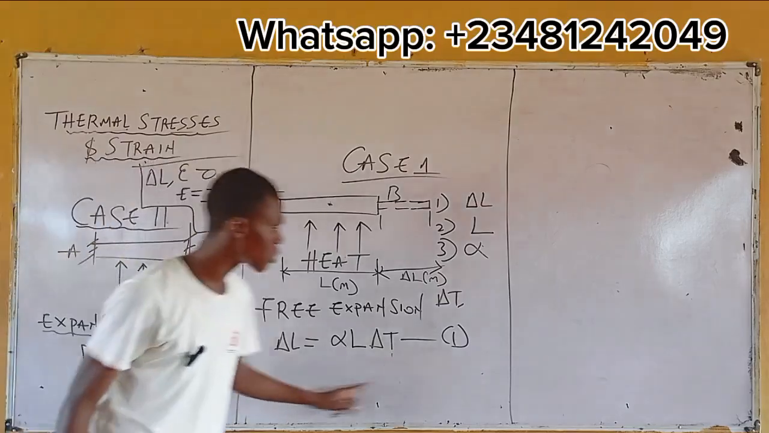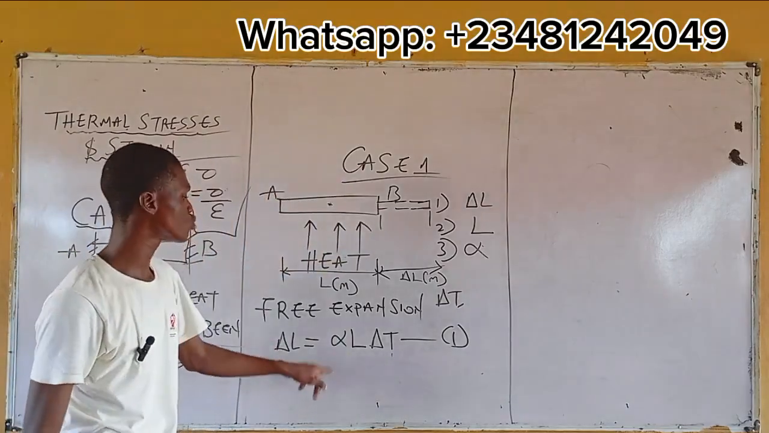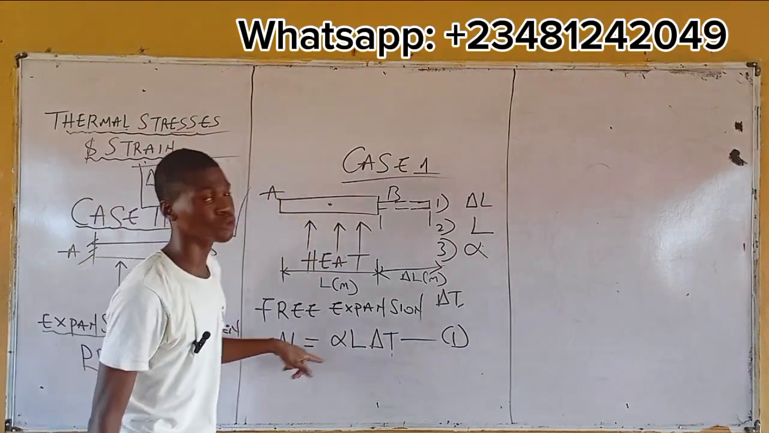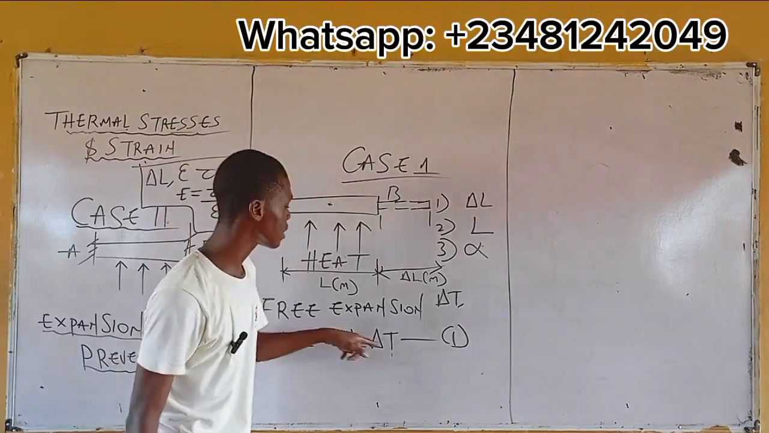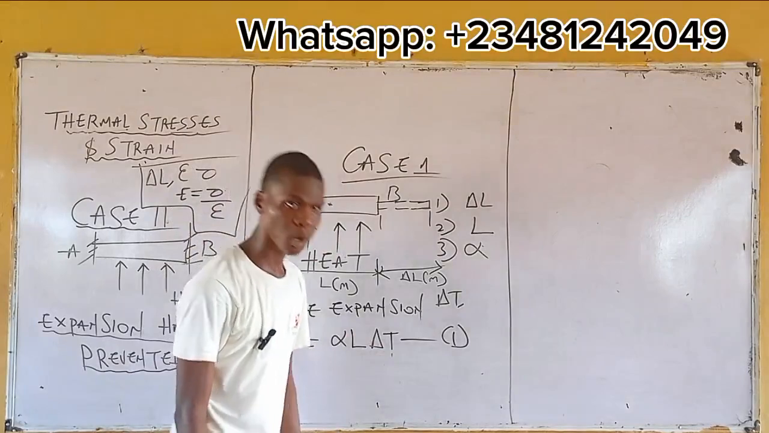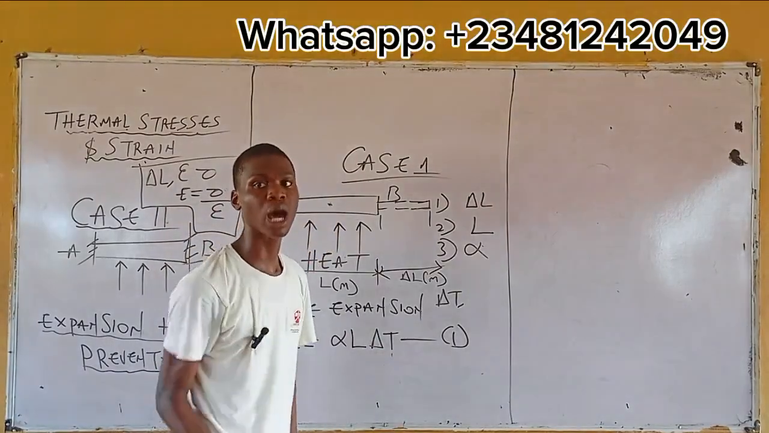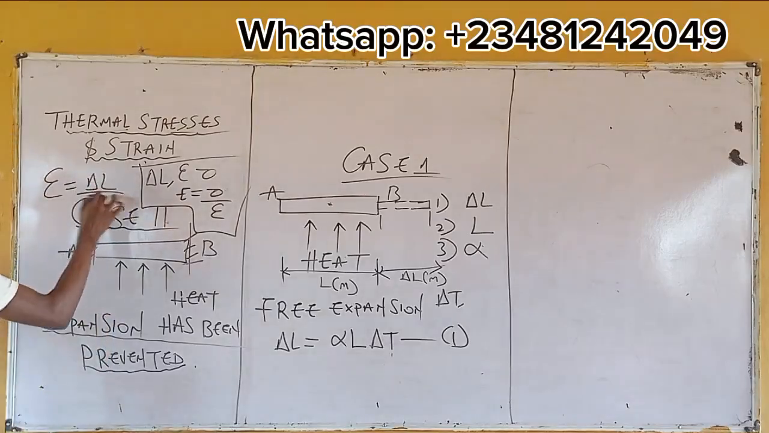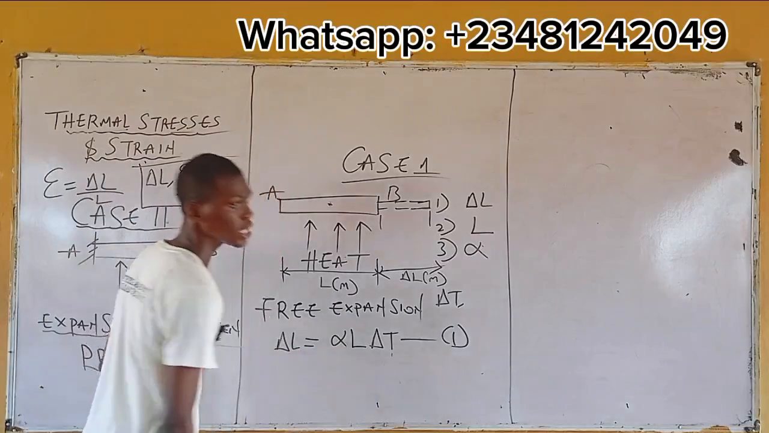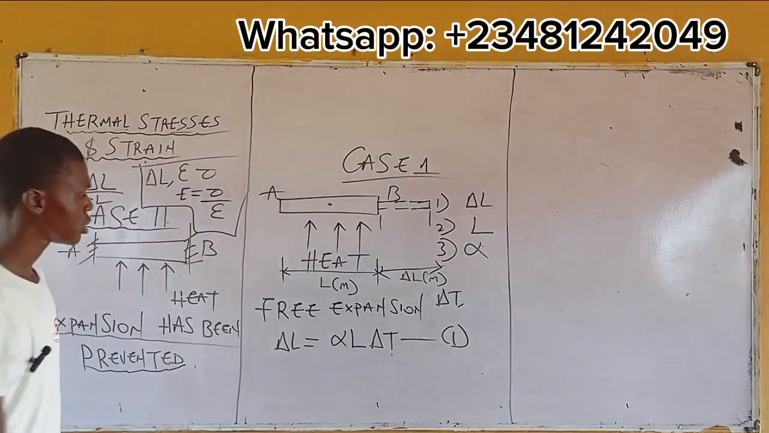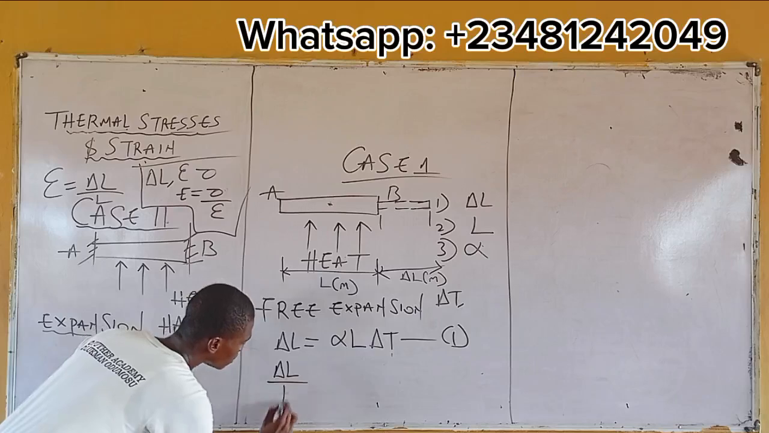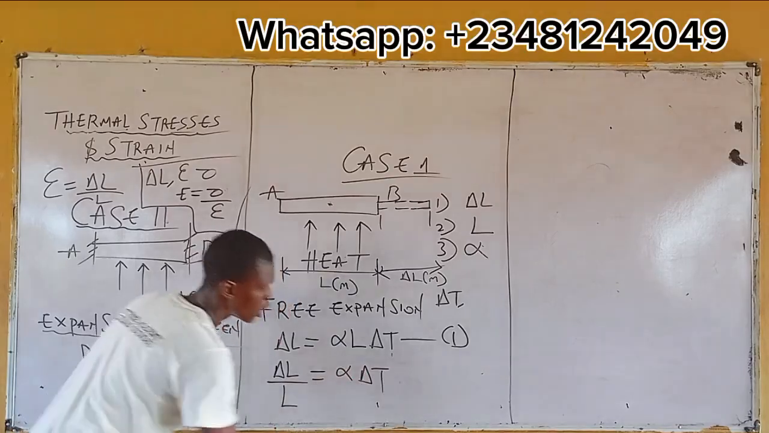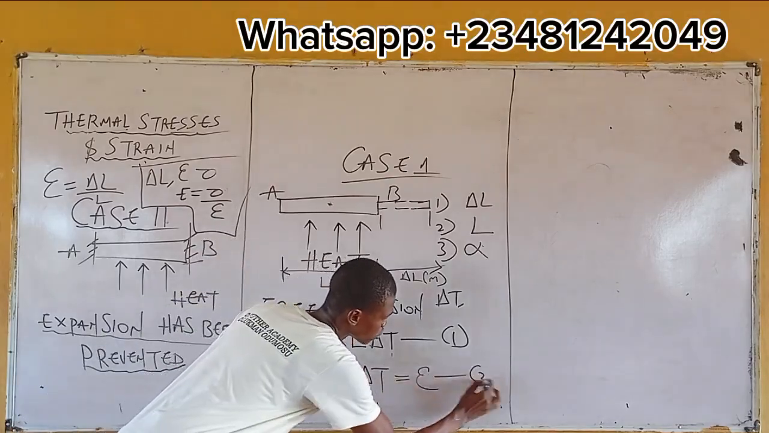From equation 1, we have change in length equal to linear expansivity times the original length times change in temperature. Every material has its linear expansivity. From equation 1, let's get strain. By formula, strain is change in length over original length. Making that the subject of the formula, change in length over original length is equal to linear expansivity times change in temperature, which is equal to strain. Call this equation 2.